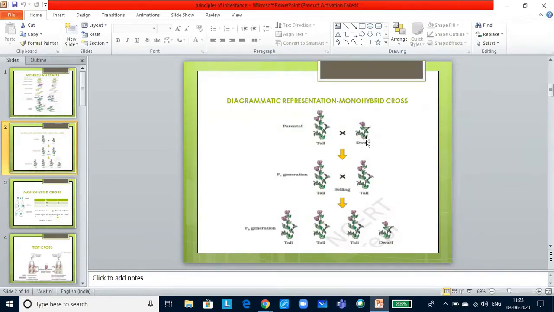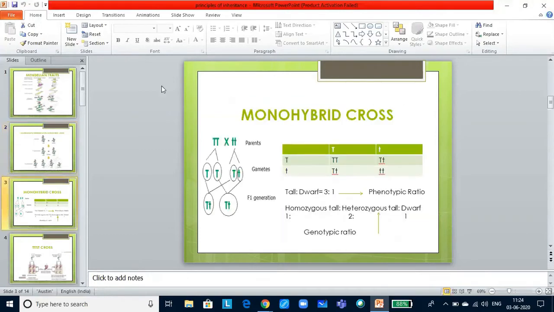In the F1 generation, he brought about self-pollination, and after self-pollination, he saw that in the F2 generation there were 3 tall plants and 1 dwarf plant. That means to say the dwarf plant which was hidden in the F1 generation had come back in the F2 generation. And today we are able to interpret the results in this way. So this is a diagrammatic representation.